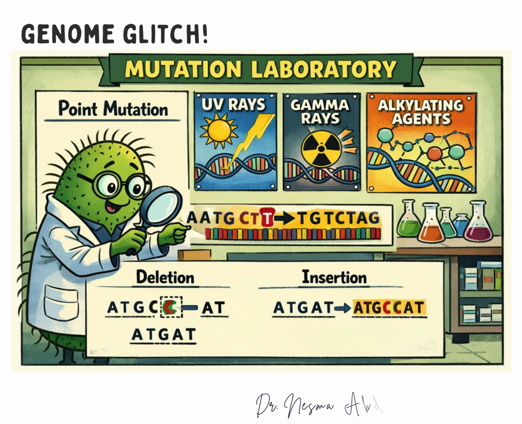Within the mutation laboratory, we explore the mechanisms generating genetic diversity. Mutations may arise spontaneously during replication or may be induced by mutagens, including ultraviolet and gamma radiation, as well as chemical agents such as alkylating compounds. Point mutations involve the substitution of a single nucleotide, potentially producing silent, missense, or nonsense effects.